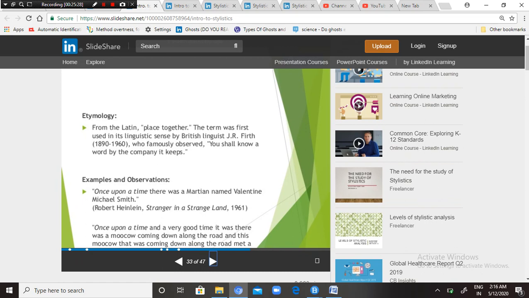The term was first used in a linguistic sense by the British linguist Firth in 1957, who famously observed, "You shall know a word by the company it keeps." Examples and observations.